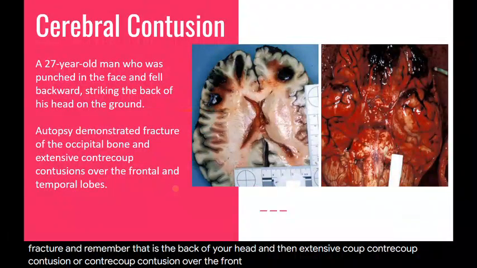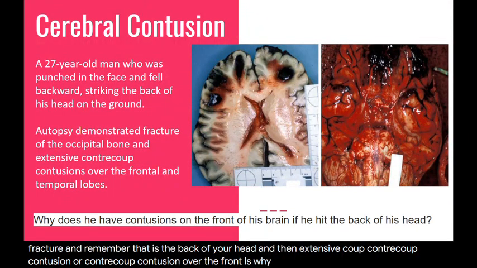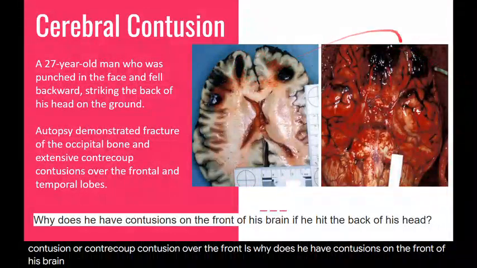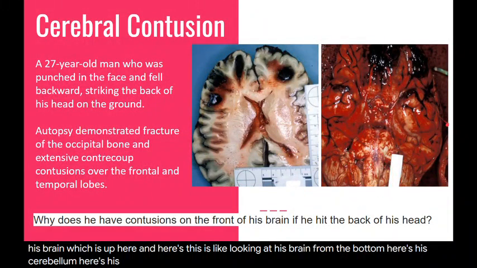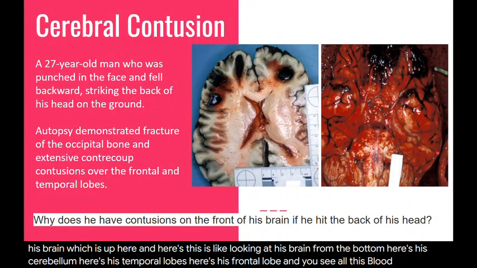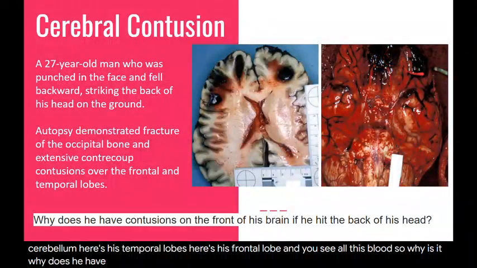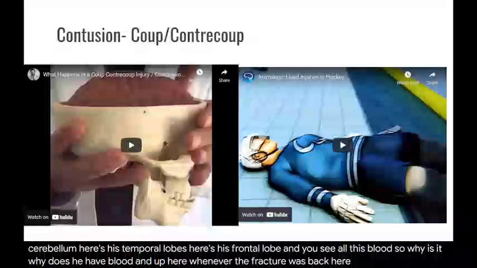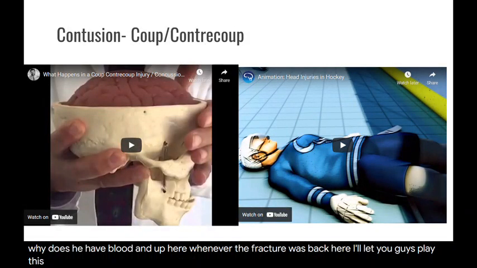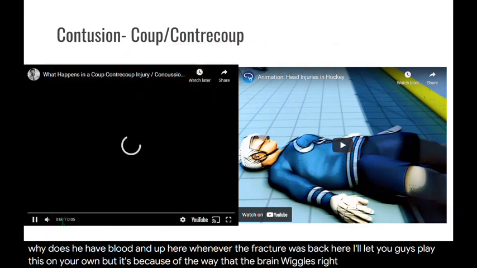So the question for this one is, why does he have contusions on the front of his brain? This is looking at his brain from the bottom. Here's his cerebellum, here's his temporal lobes, here's his frontal lobe, and you see all this blood. So why does he have blood up here when the fracture was back here? I'll let you guys play this on your own, but it's because of the way that the brain wiggles, right? Maybe I'll just play it a little bit.